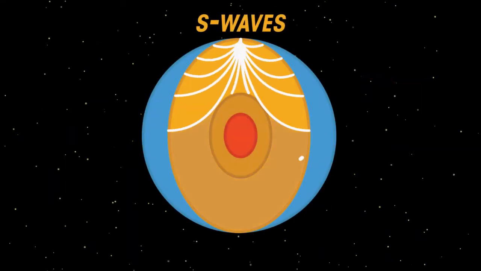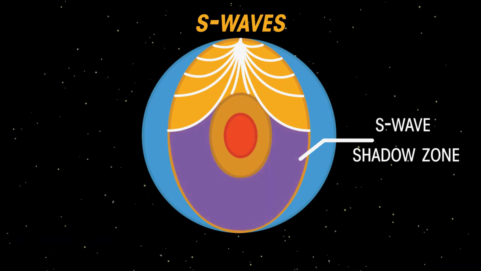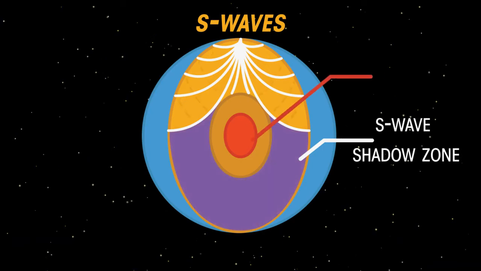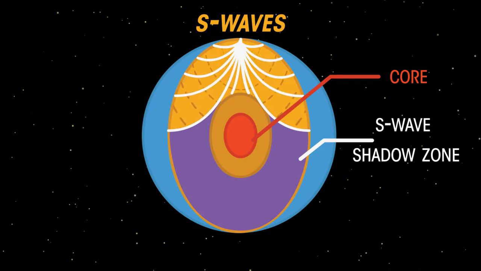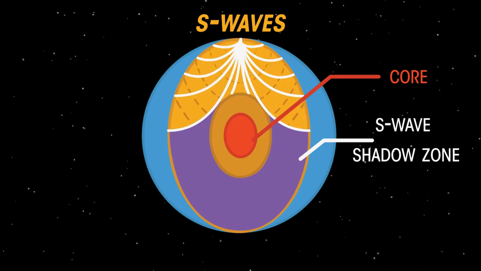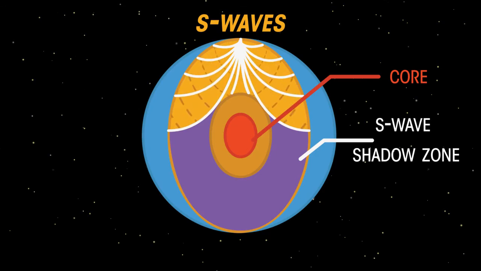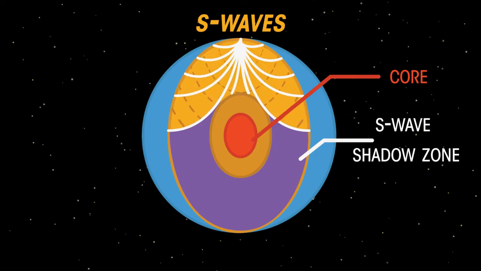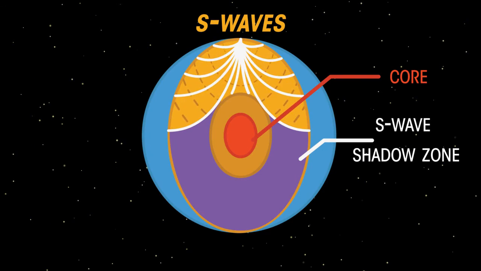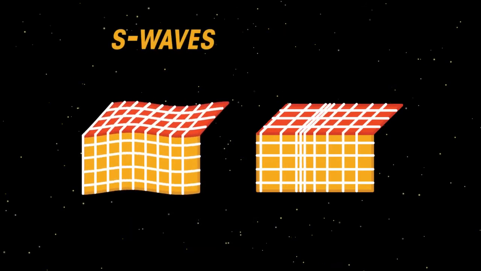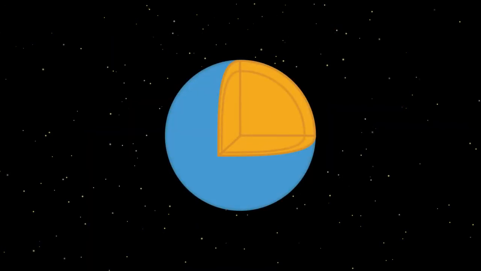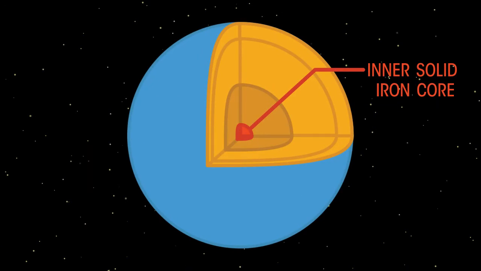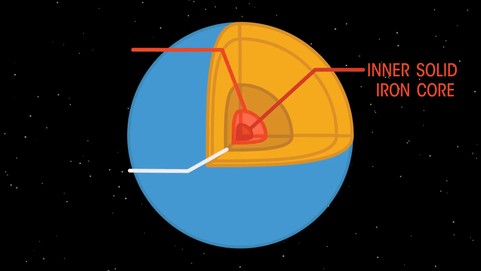S waves have a much larger shadow zone, suggesting there is a liquid iron structure deep in the Earth they cannot travel through. Calculations can then be done to deduce the relative sizes of the layers hidden deep inside the Earth and suggest if they are liquid or solid. In conclusion, study of S and P waves led us to the knowledge that the Earth has a layered structure with a solid inner core surrounded by an outer liquid core.